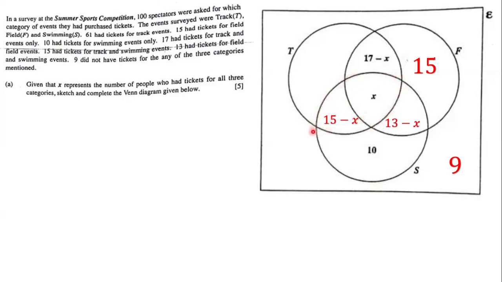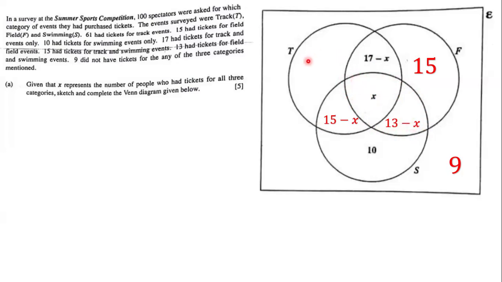What else do we know? It says here that 13 had tickets for field and swimming events. This right here is the intersection of field and swimming. And we know that 13, not 15, 13 had tickets for field and swimming. So the whole oval is equal to 13, but we know that this part is X. And so that means that this part would be 13 minus X.